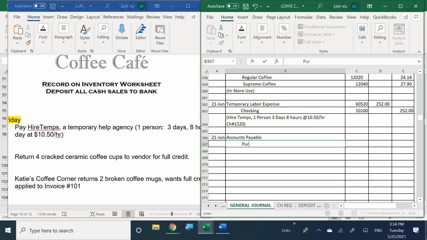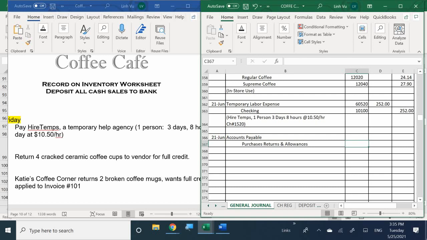So do we have a purchase returns and allowances account? Yes, it is 61,500. Okay. Now tell me, why would we use a purchase returns and allowances account? Because we're returning a purchase that we made. Okay. More specifically, why do we need to use this account right here? What kind of account is purchase returns and allowances? It's a contra account to purchase expense.